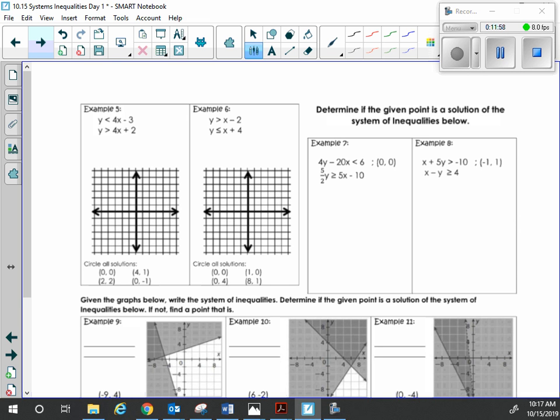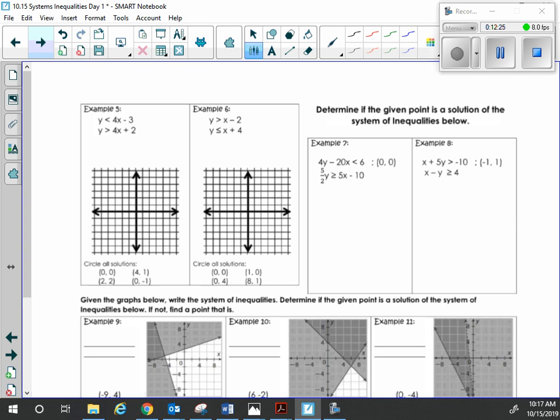I've got two sets here, example 5 and example 6. If we ignore the inequality symbol for a second, and I just look at the equation itself, is there anything special about those equations? Same slope. Same slope, different y-intercept. What does that mean? They're parallel. What about example 6? They're parallel. Two different things are going to happen though.